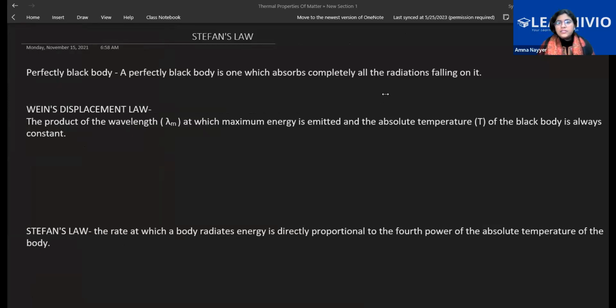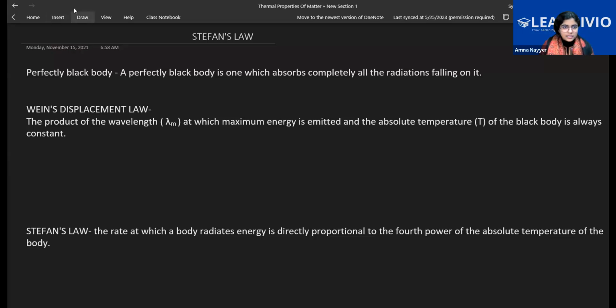So coming to the Wien's displacement law and the Stefan's law. See, when we are discussing these laws, these are completely related to your thermal properties of matter, right? After this, we'll be starting with thermodynamics. So when we're talking about Wien's displacement law, this is basically giving you a relationship between the wavelength and the temperature. It just says that the wavelength is inversely proportional to the temperature.